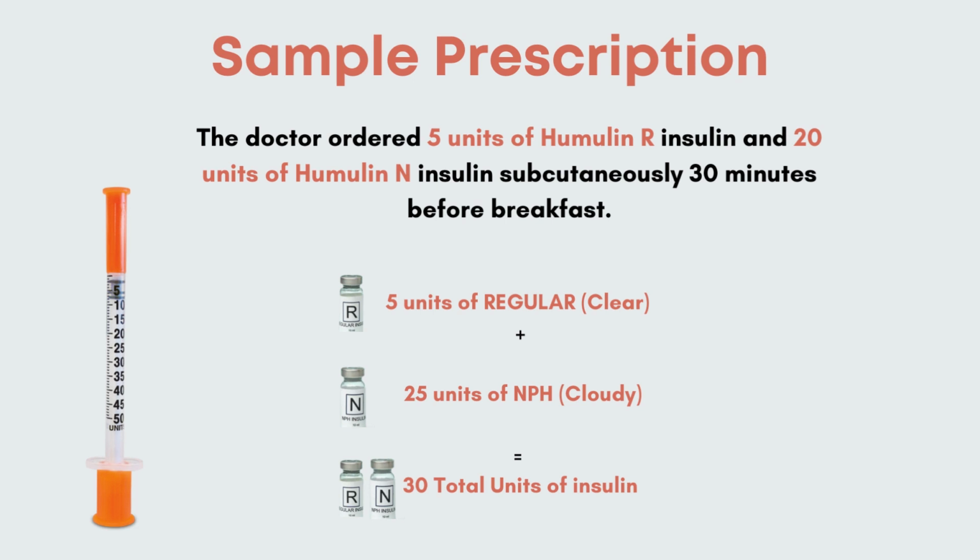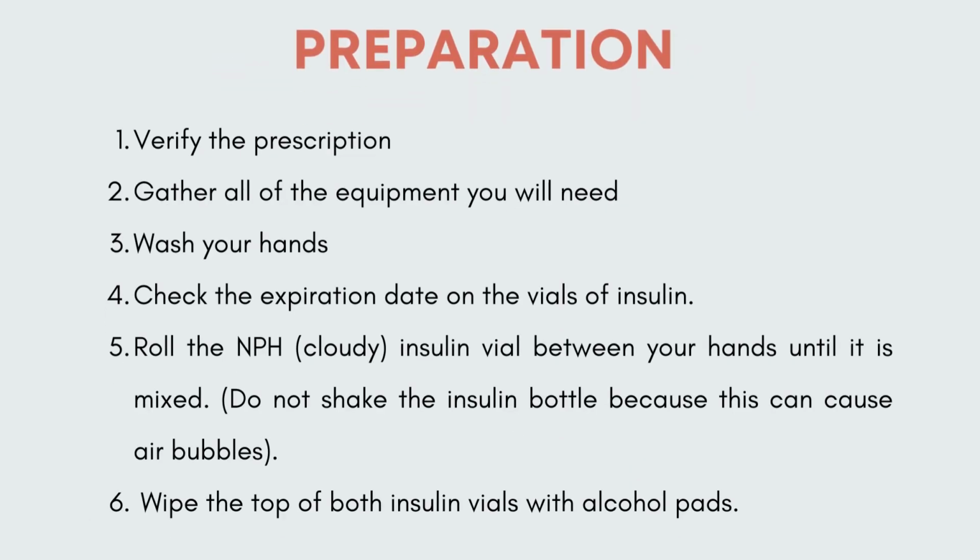So I'm expecting that I will have 30 total units of insulin in my syringe by the time I'm done pulling this medication. So because the total units of insulin we're using is 30, we can use the 30 unit syringe, or we can use the 50 unit syringe, all right, to do this instead of using the 100, because that's a lot, right? So first thing you would do is to verify your prescription we just did. We have 5 units of regular, 25 units of NPH. All right, it is verified.